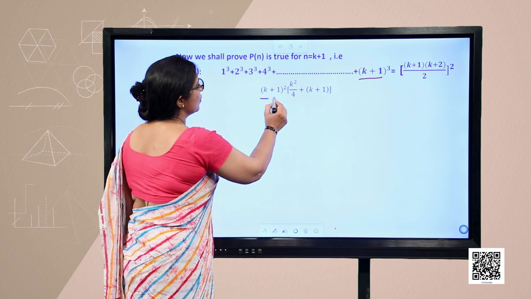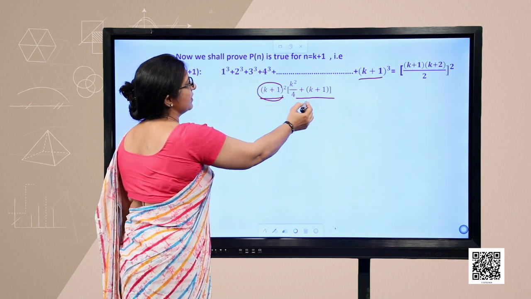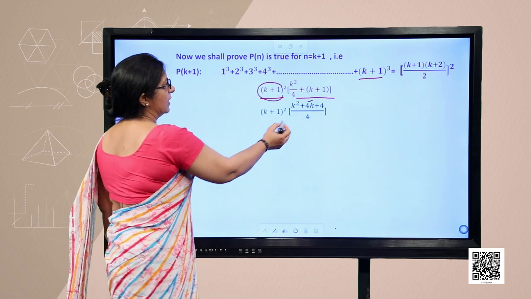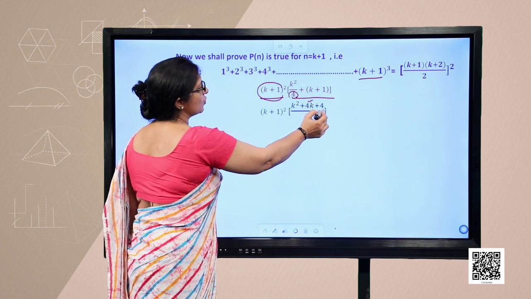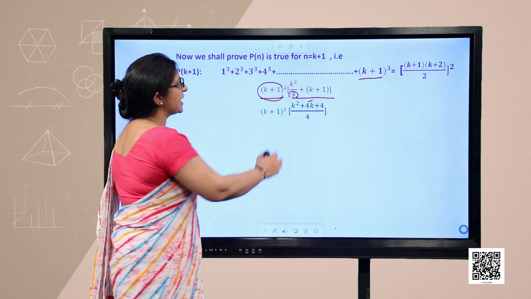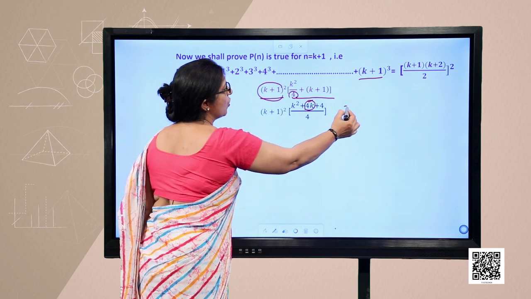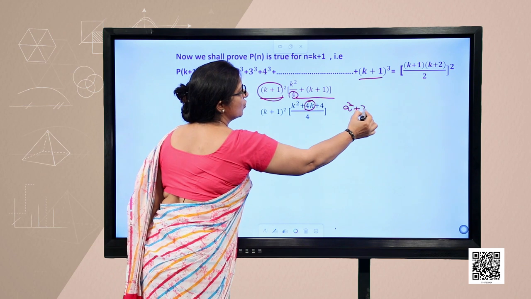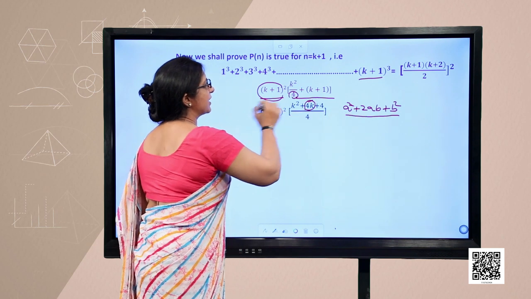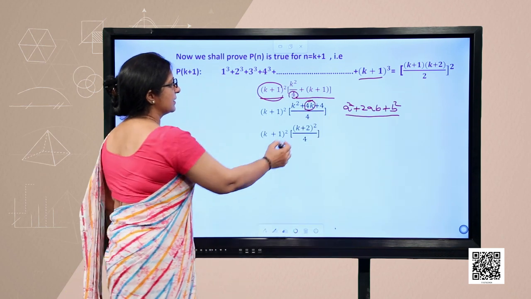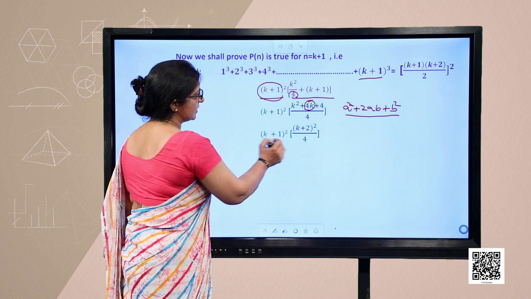Now, as you know, we have done in the earlier slide, this expression was after taking k plus 1 whole square common, we were left with this. We can take 4 as LCM and multiply with this, and this comes out to be k square plus 4k plus 4, which is nothing but a quadratic expression. We can factorize it, or this is also a square plus 2ab plus b square. We can compare it with this identity and we can find out it is k plus 2 whole square. This is nothing but k plus 2 whole square. Now this expression is this.